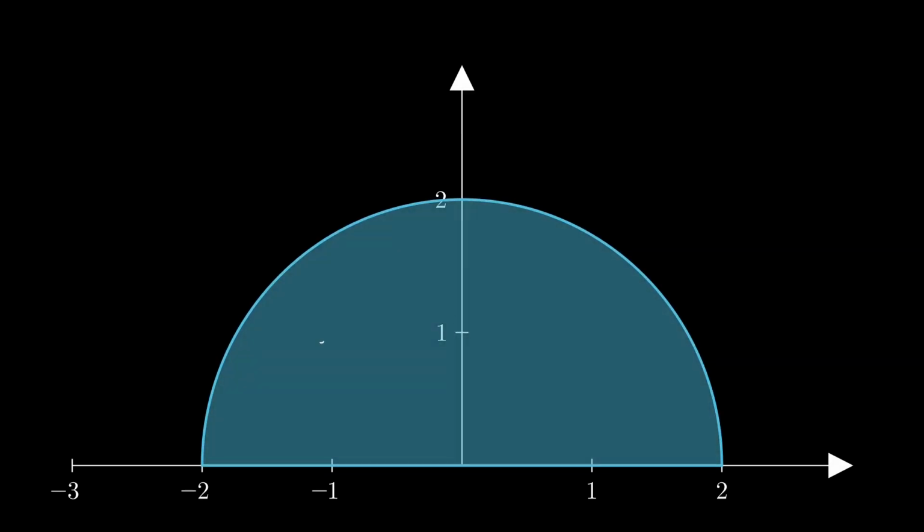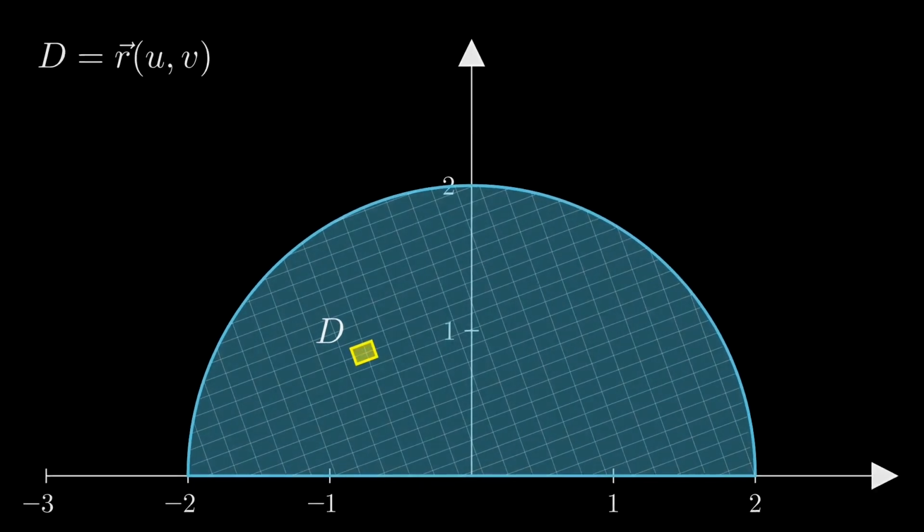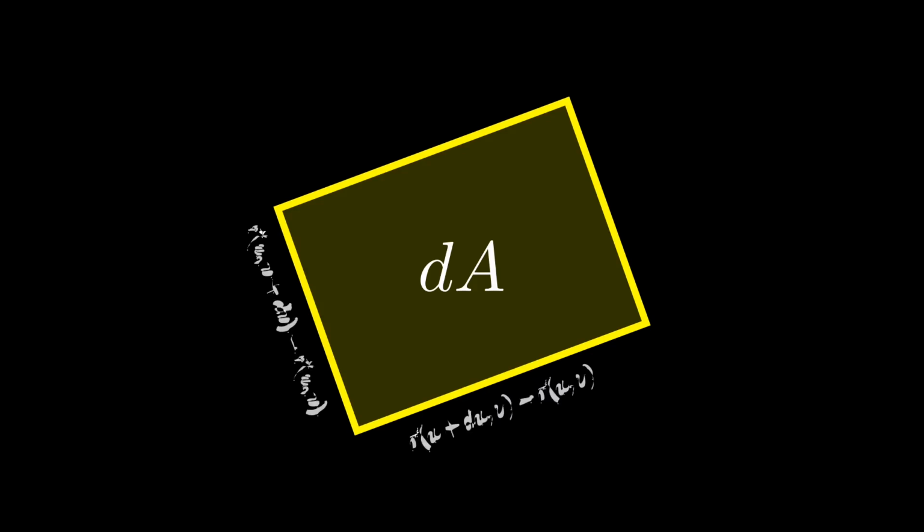Let us take the same region D and pretend that we only know the parameterization R of u and v of it. Zooming into this infinitesimally small parallelogram, just as with the Cartesian version, we get dA. We're looking for the length and width of it. Well, what is it? Just by the definition of a parameterization, we get these as the answers. And now, using some simple algebra and the definition of partial derivatives, we can simplify these to Ru du and Rv dv.